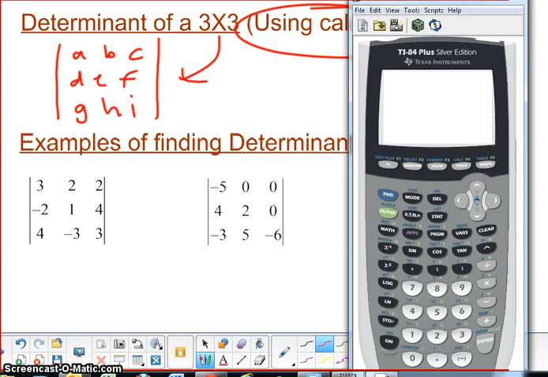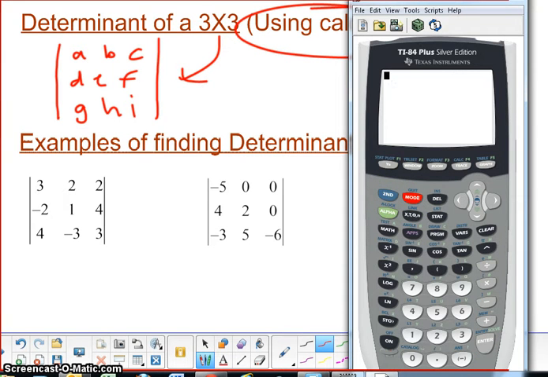Okay, so now that you have that out, let's go ahead and put in the first 3x3 matrix. So second matrix, and if you go to edit, we are going to make a 3x3. So the first two things you're going to put in are 3 and 3, and then go ahead and push pause and do the rest. So once they're all in, double check, 3, 2, 2, negative 2, 1, 4, 4, negative 3, and 3 are in your menu, and then go ahead and push second quit.